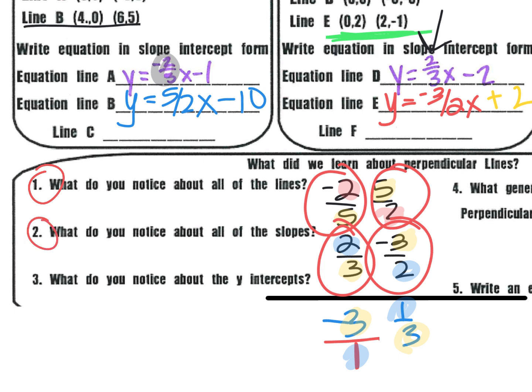They are negative reciprocals is what we are calling these. Negative reciprocals. I think I've got that spelled right. And what do we notice about their y-intercepts? They can be anything. They actually could have the same y-intercept. That would just be where they are crossing.